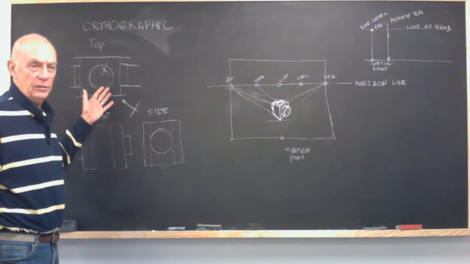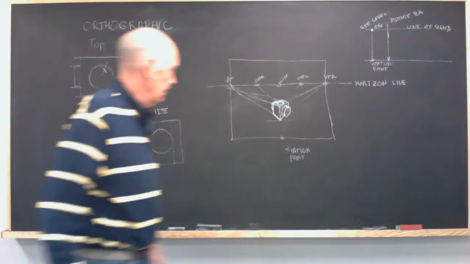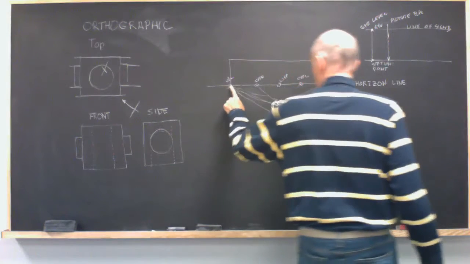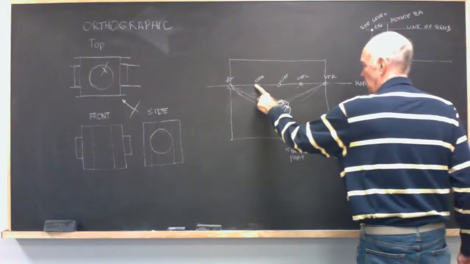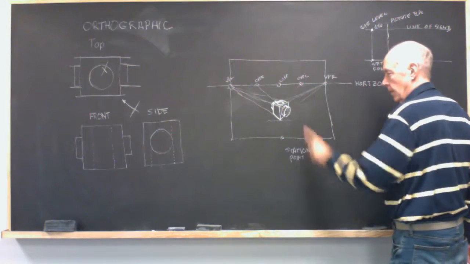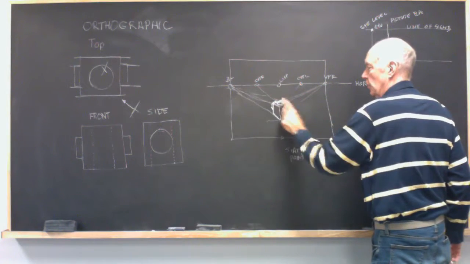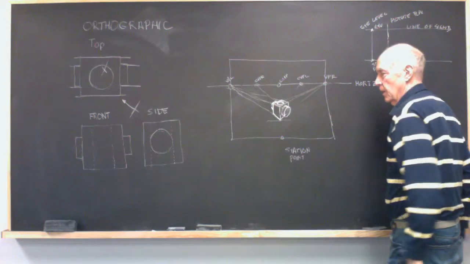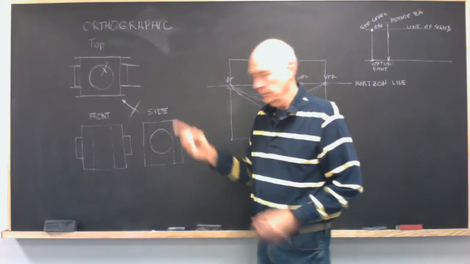Orthographic projection using vanishing point left, vanishing point right, construction vanishing point right, construction vanishing point left. That allowed me to draw the rest of the objects related to the block as determined by the orthographic projection.